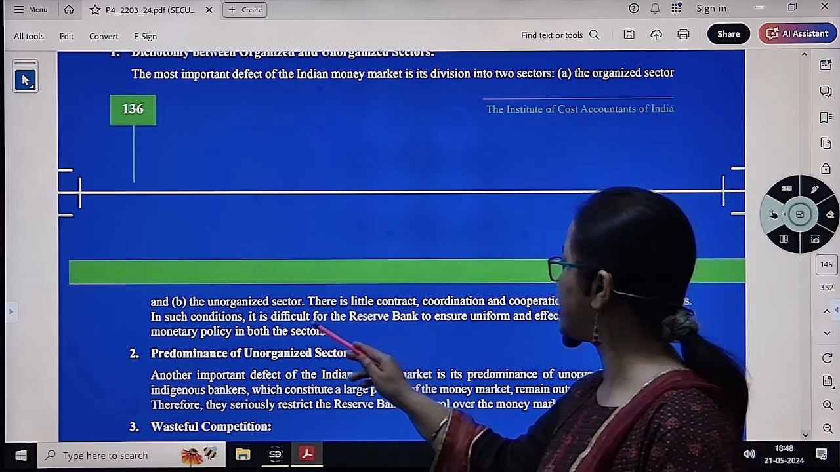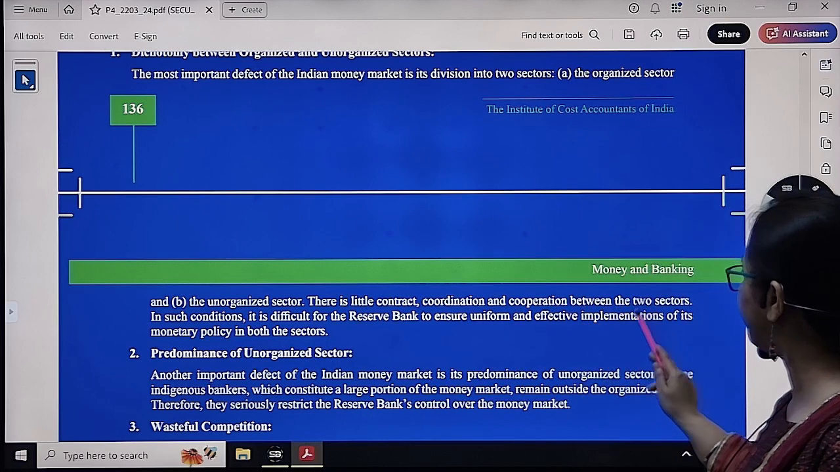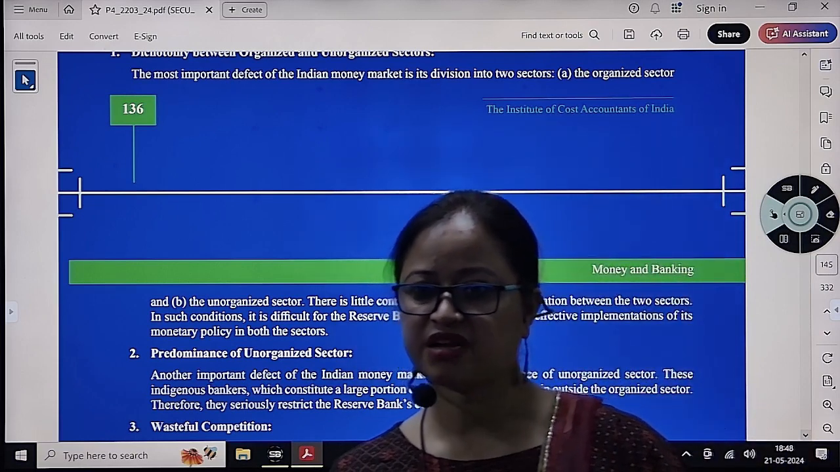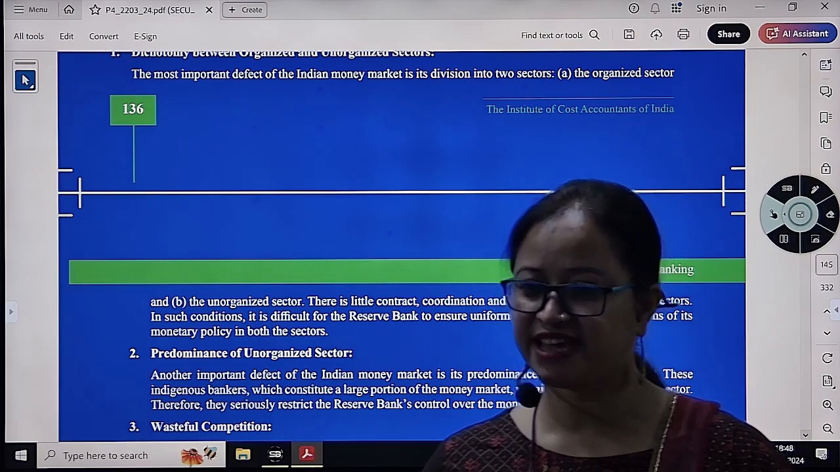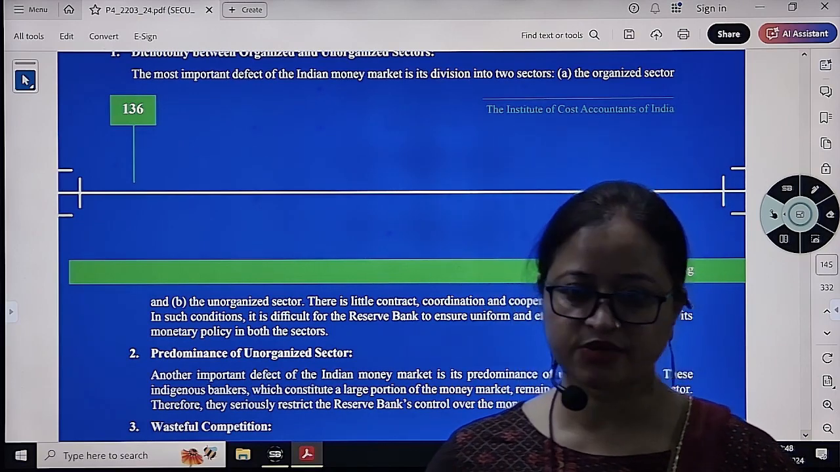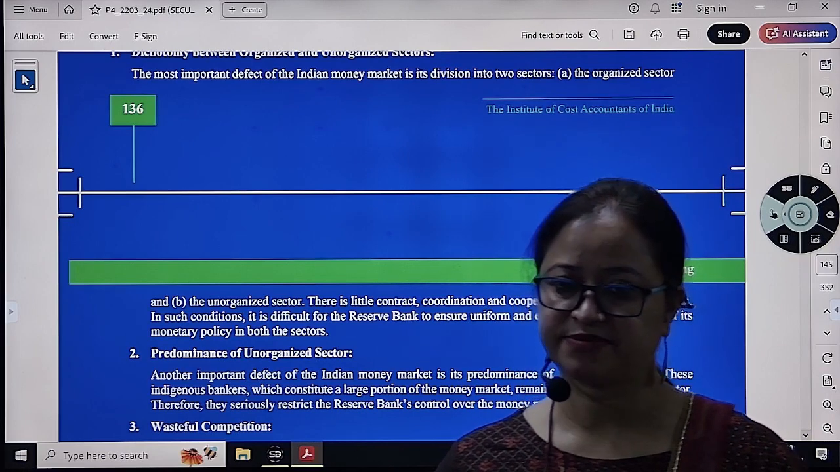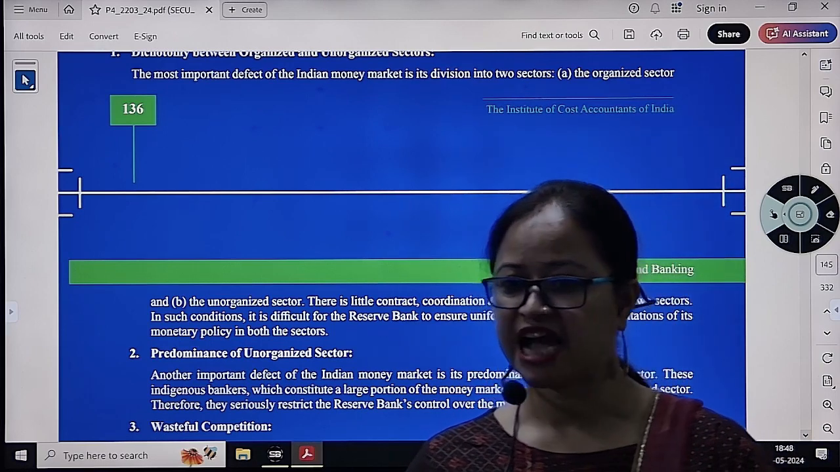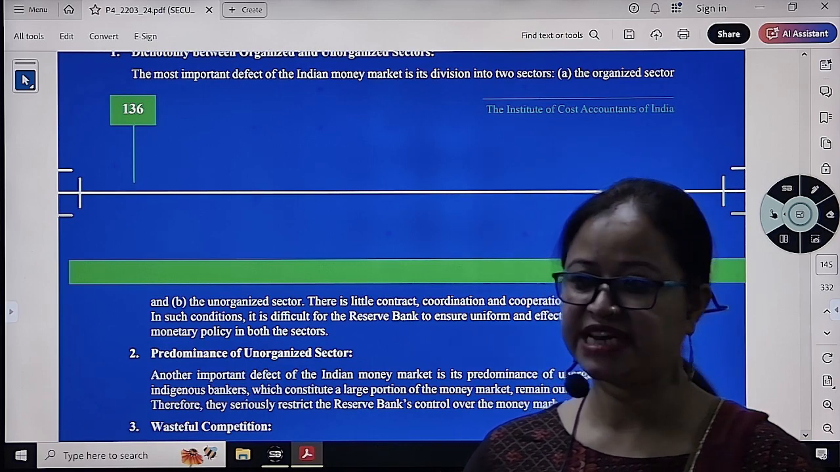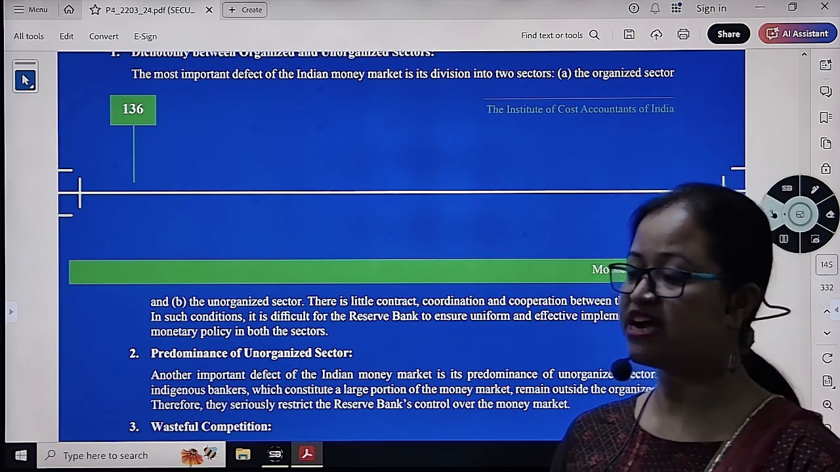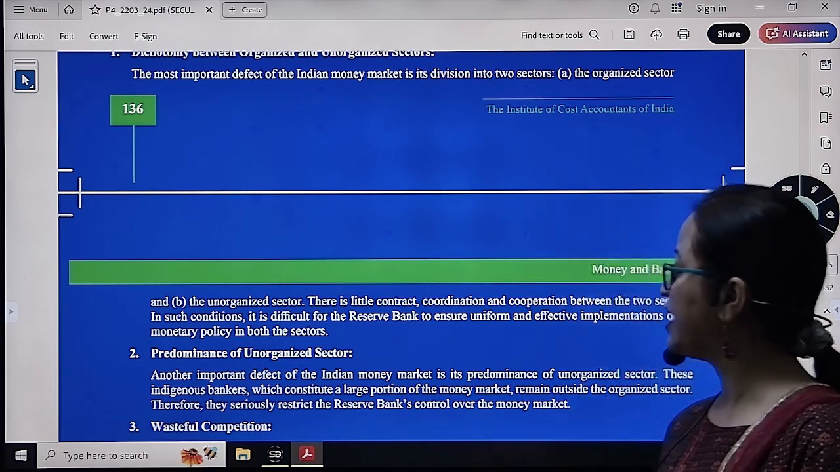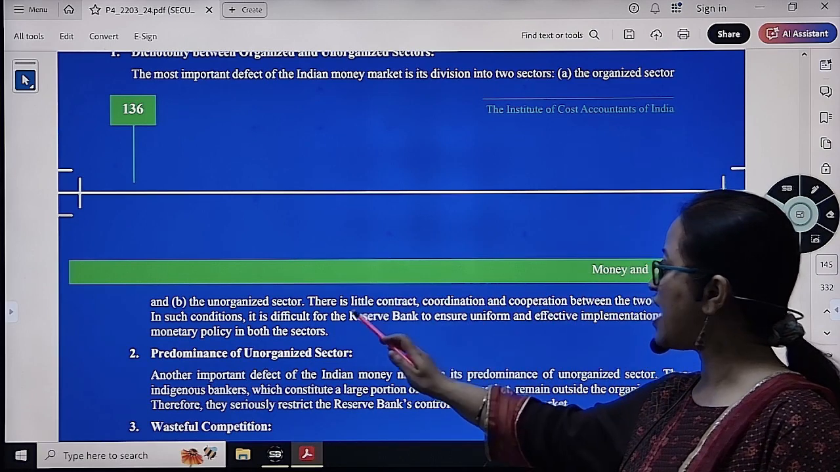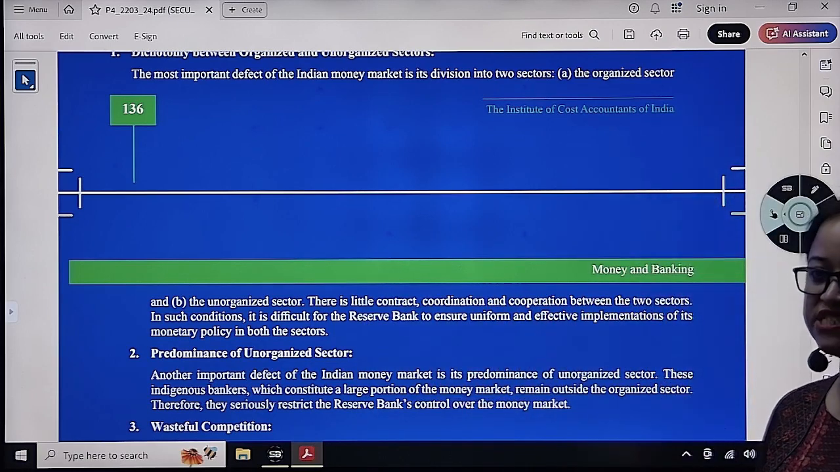In such a condition, it is difficult for the RBI to ensure uniform and effective implementation of its monetary policy in both the sectors. The unorganized sector is loosely controlled by the RBI. They design their own rules and regulations, they set their own rate of interest, right? And in the Indian money market, some people go to the unorganized sector, where no security is required and they easily get loans. So there is no coordination and cooperation between these two sectors, and that's why it becomes difficult for the RBI to ensure uniform policies for them.